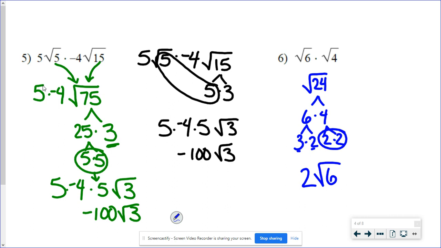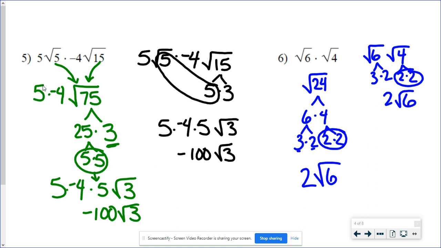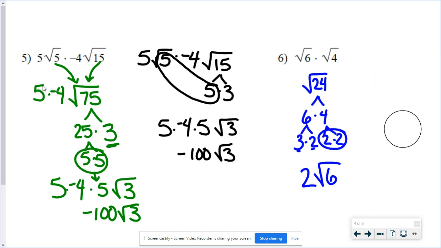If you had just made your trees right away, square root of 6, square root of 4, instead of multiplying together, get 24, you could have the 3 times 2 and the 2 times 2, and you get your 2 rad 6. Same thing. So I was going to do this one twice, and I'm actually going to do it 3 times. Here's the other way.